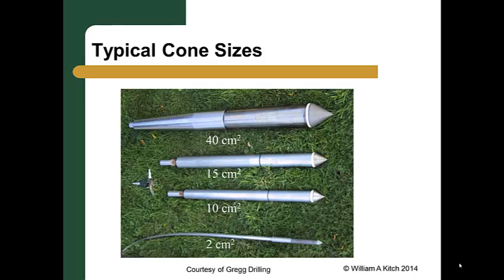The largest cone shown here, with a cross-sectional area of 40 square centimeters, is normally used in situations where gravel is expected. The most common size cone used for typical soil testing is the 10 square centimeter cone, outlined in red.